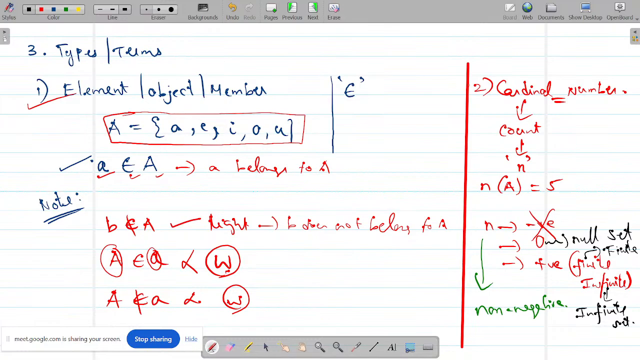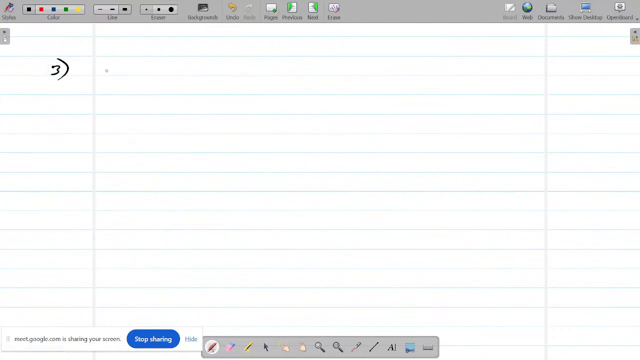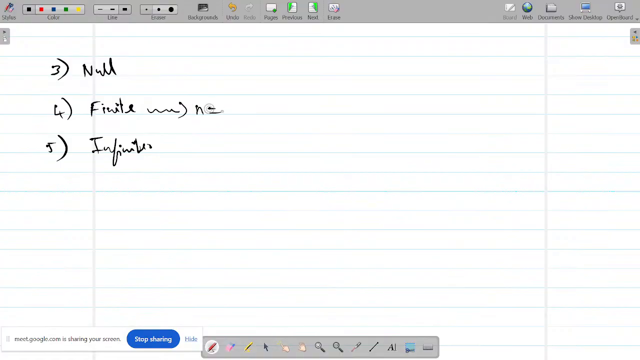So this is the first one, this is the second one. In addition to that, we have defined third is null set. Fourth is finite set. Fifth is infinite set. Right? Finite. Here is one special case where you have only one element. n is equal to 1. In this case, it's a special case. In this case, you call this a singleton set. That's it. Simple. What is a singleton set?